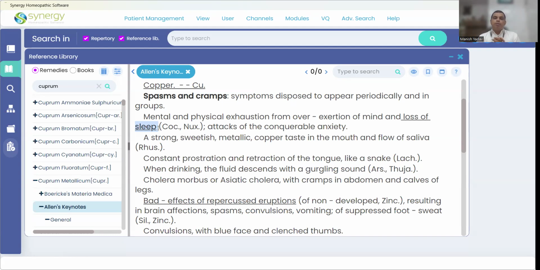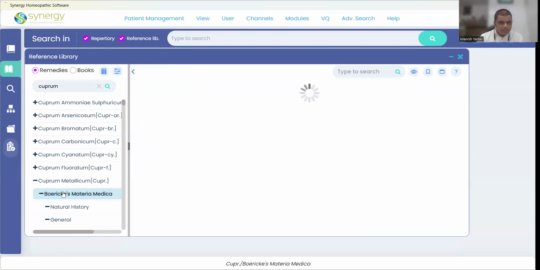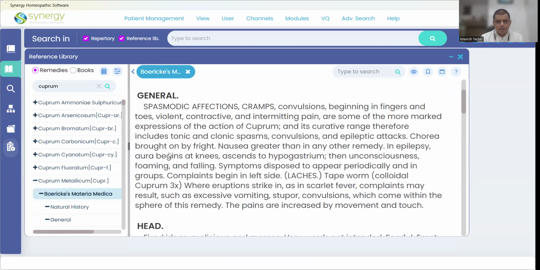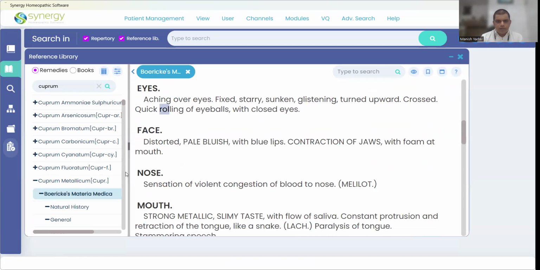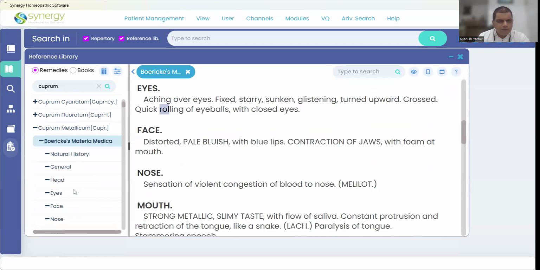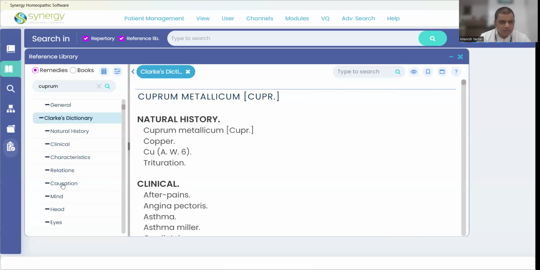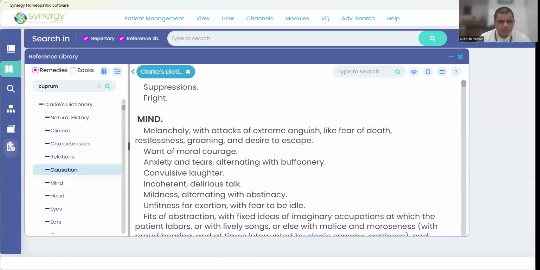But along with that, there is one more characteristic symptom, the mental characteristic symptom. This is the thing we have to understand, and many times we are not able to understand this part. It is written, attacks of unconquerable anxiety. Let us see what is written in Boericke. We see in Kent's. This is how I always look in different repertories. Let's see what is written in it. Causation, separation, pride.